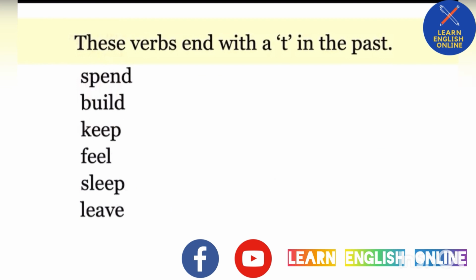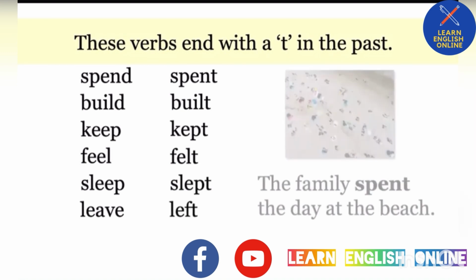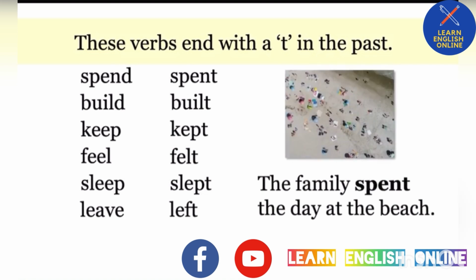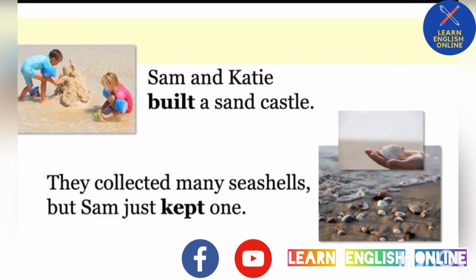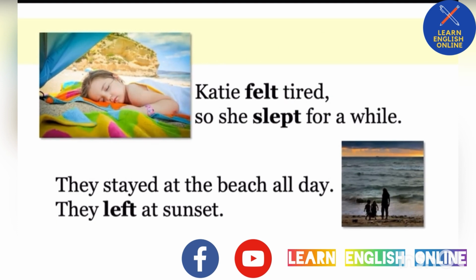These verbs end with a T in the past: spend, spent; build, built; keep, kept; feel, felt; sleep, slept; leave, left. The family spent the day at the beach. Sam and Katie built a sandcastle. They collected many seashells, but Sam just kept one. Katie felt tired, so she slept for a while. They stayed at the beach all day. They left at sunset.